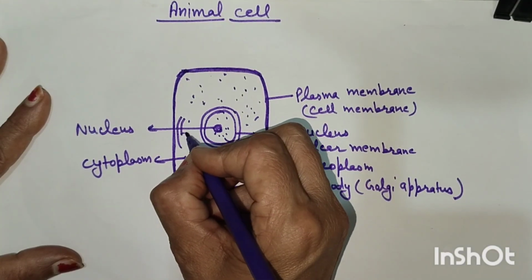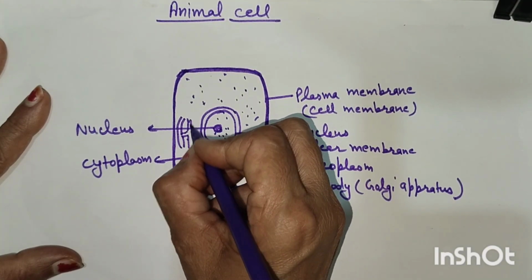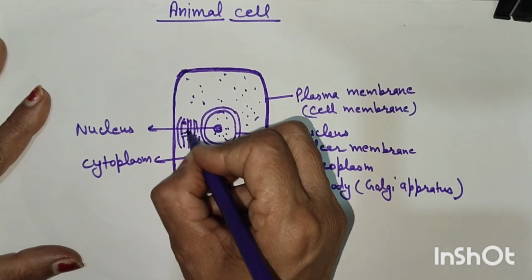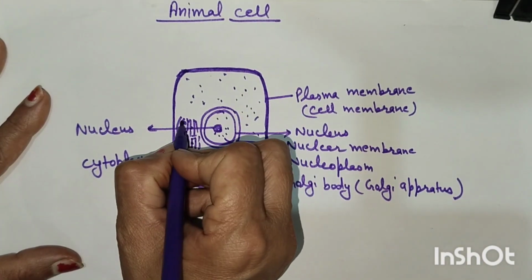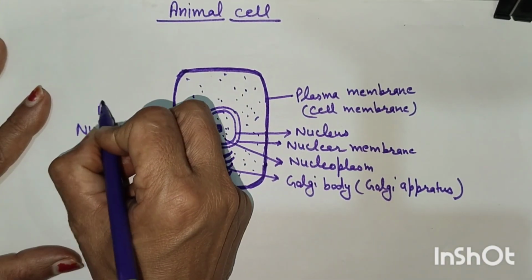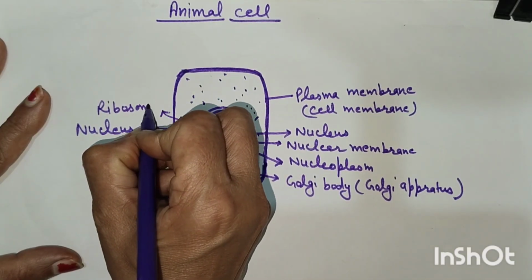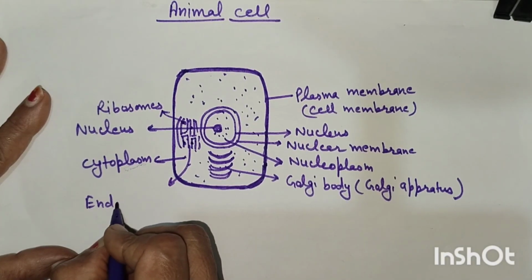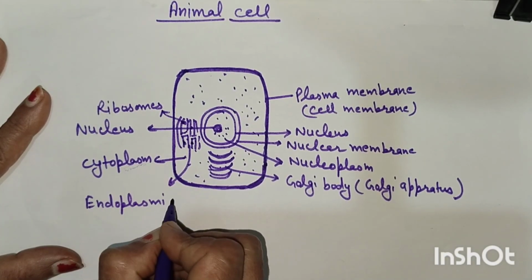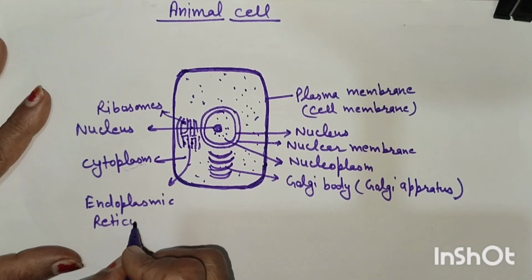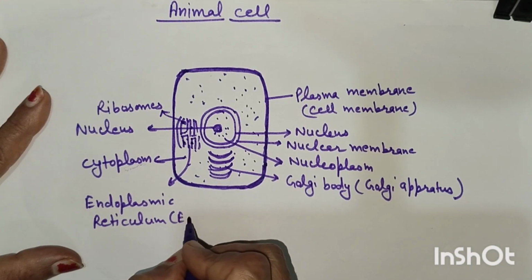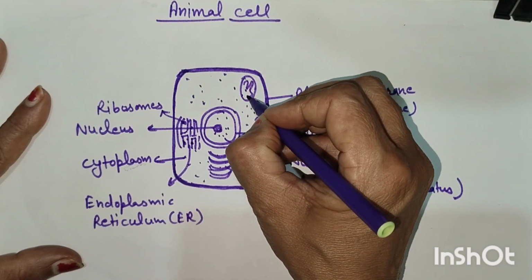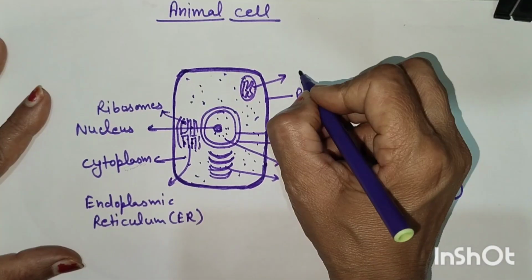Another organelle is endoplasmic reticulum. It has certain rounded structures that are called ribosomes. This is endoplasmic reticulum or ER.